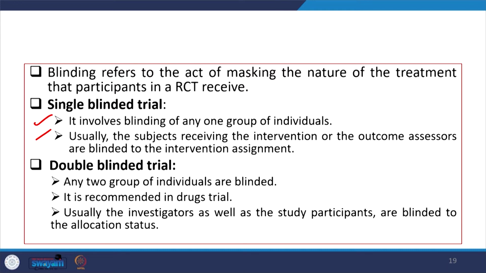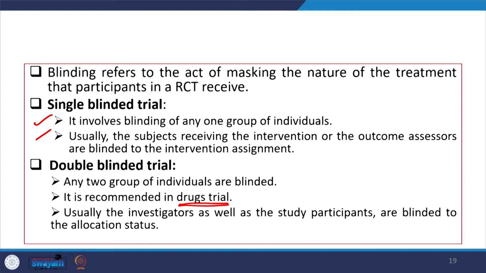But the double blinded one is usually recommended in drug trials. Wherever drug trials are taken, both groups are blinded and do not have any information about the kind of intervention that is going to be given. Usually the investigators as well as the study participants are blinded to the allocation status.